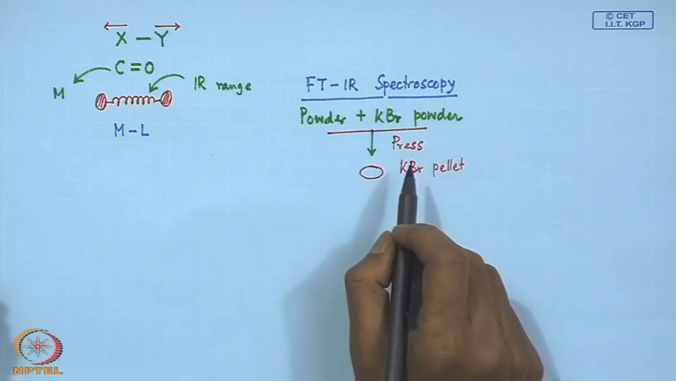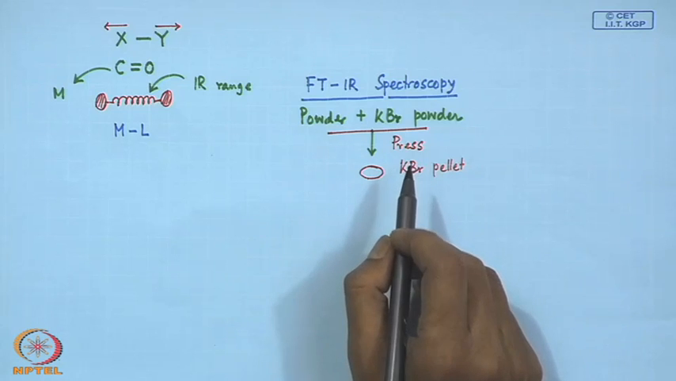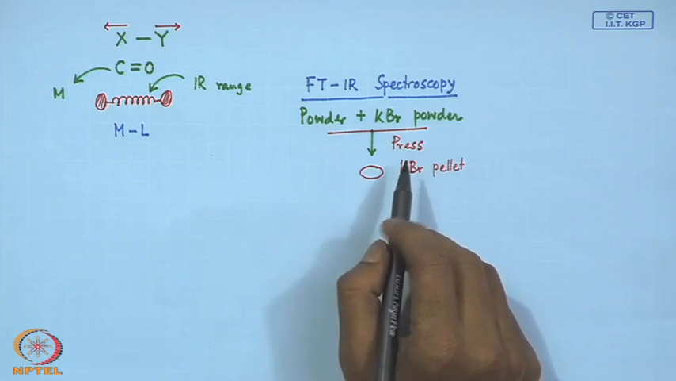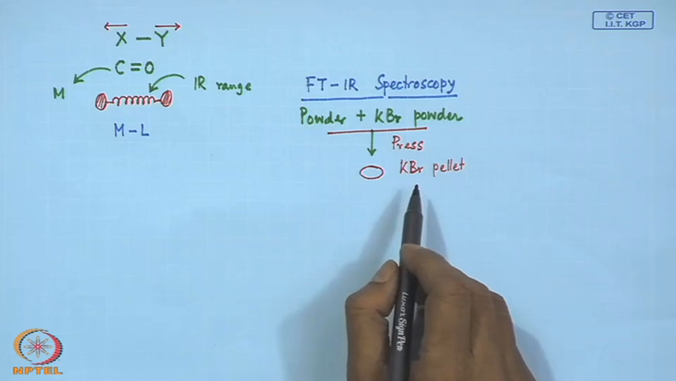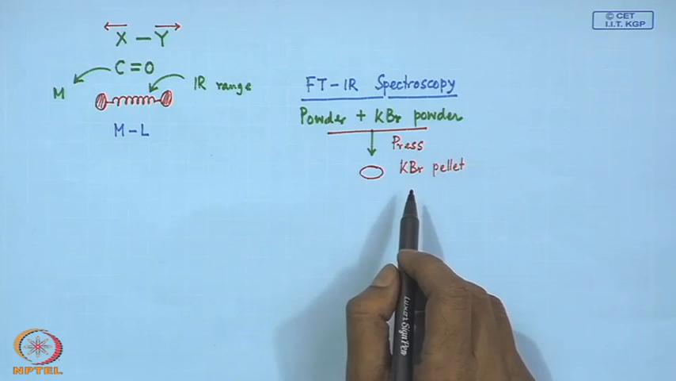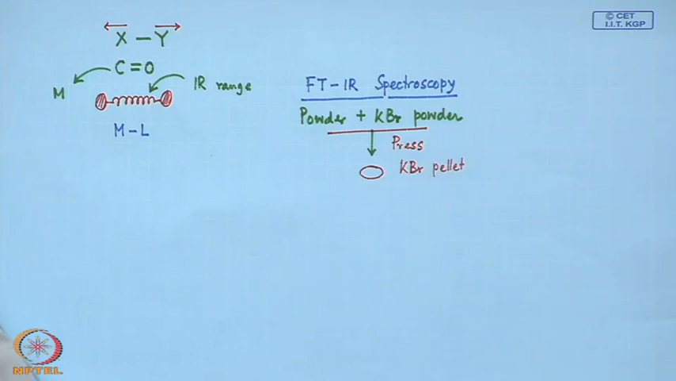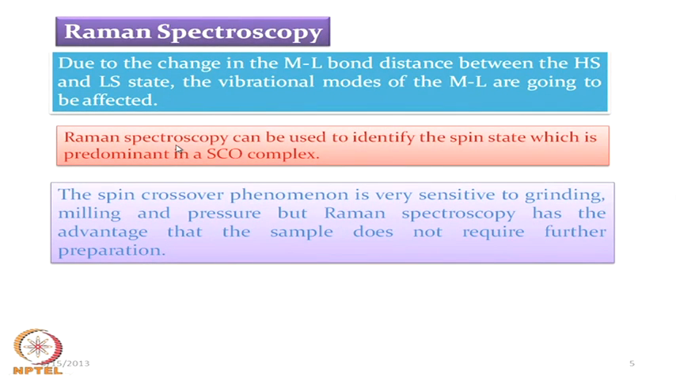So, if our sample is not robust or not strong enough to support these processes for recording the FTIR spectrum, it is not suited for measuring the corresponding spin transition and the spin crossover phenomenon. As a result, we use only Raman spectroscopy, because in this spectroscopy there is no need for making this KBr pellet, which is a very sensitive one with respect to that.